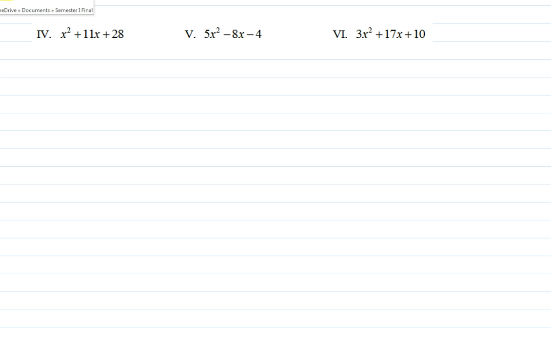All right, so we're going to try reverse FOIL here in this one. So we start with the open parentheses. We know the first term is going to be x squared, so it has to be x times x. Now, since this is a positive and the last number is a positive, that means that the signs have to be positive. So now we've got to think what numbers are going to multiply to 28. There's a lot of them. There's 1 and 28. There's 2 and 14. And there is 4 and 7. And so as we look at these, we want to find which numbers are going to add to 11. And so that would be 4 and 7.